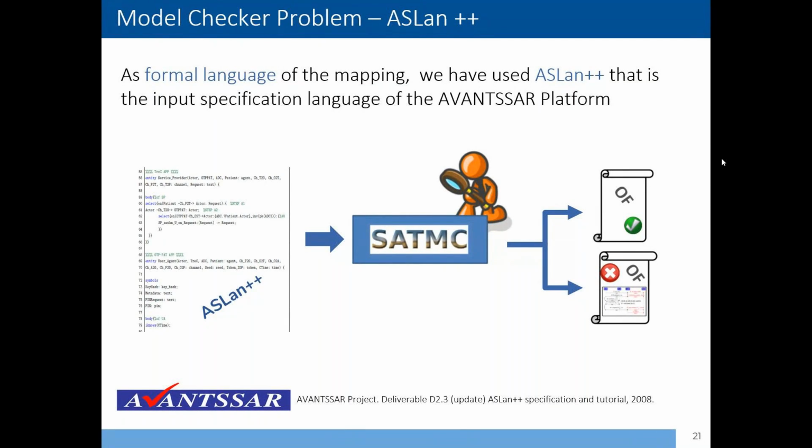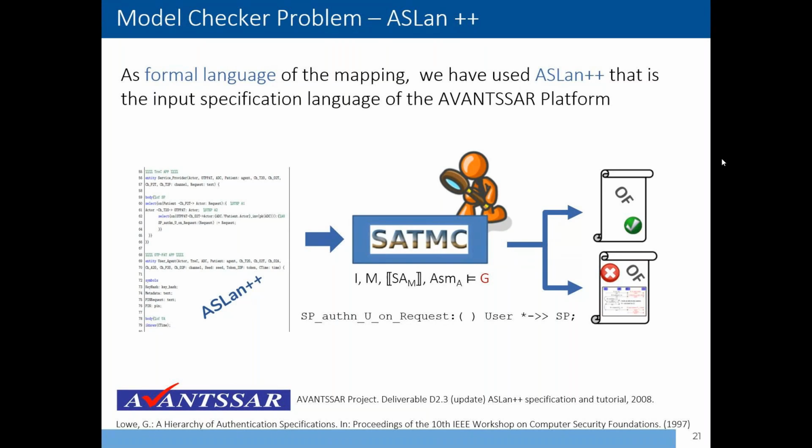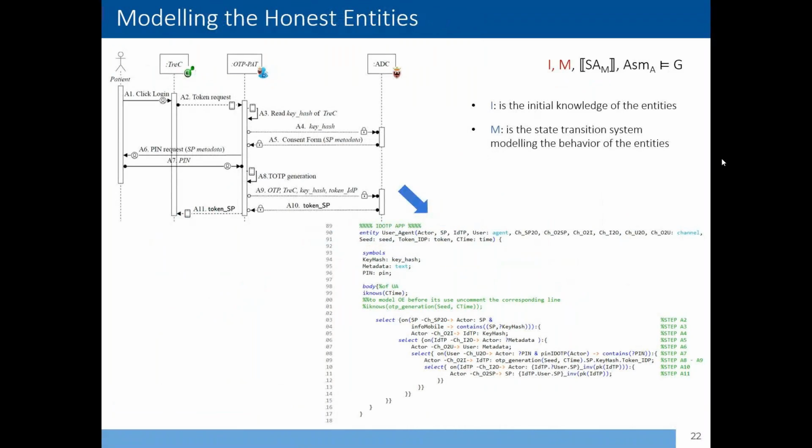And in particular, as a model checker problem, we have used this one, where G is an authentication goal. And for the other entity, we have M, that is the state transition system modeling the behavior of the entities. And this is how we translate this in Aslan++.